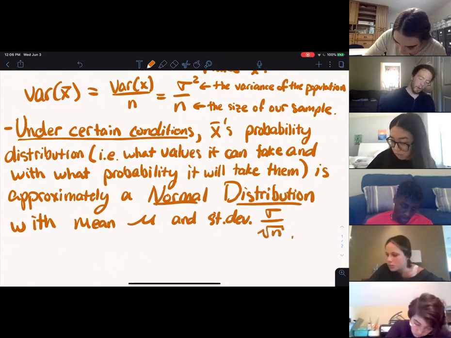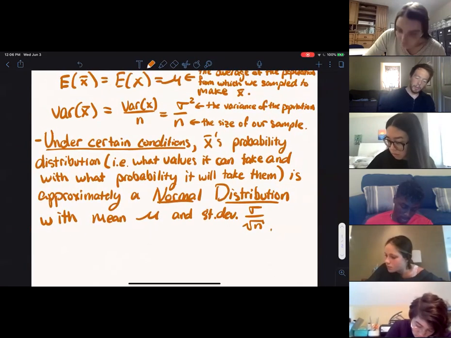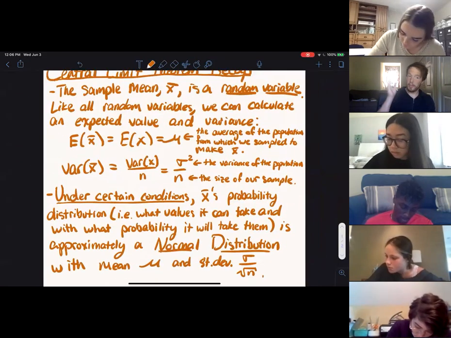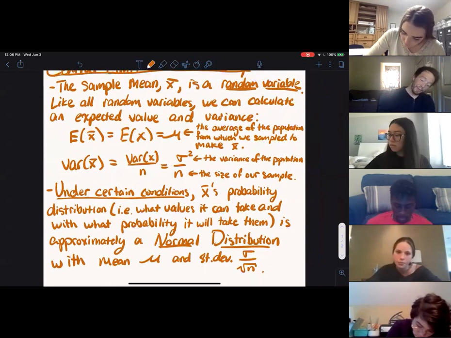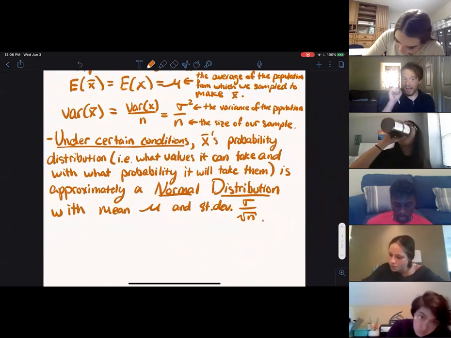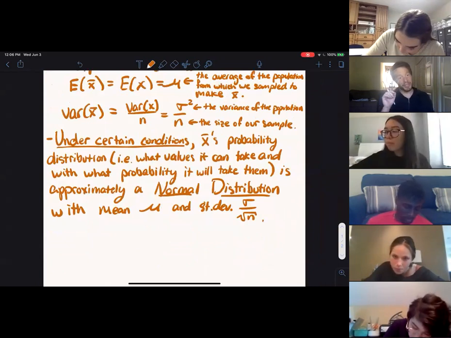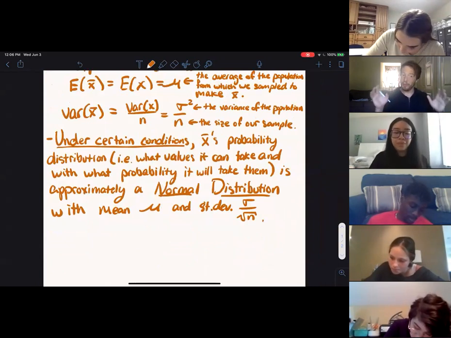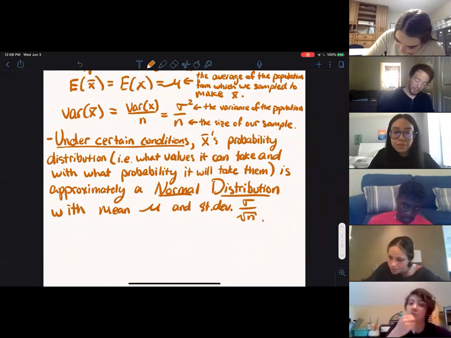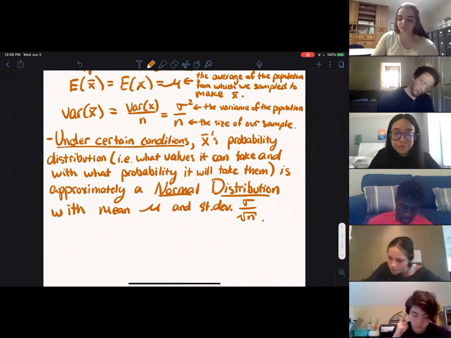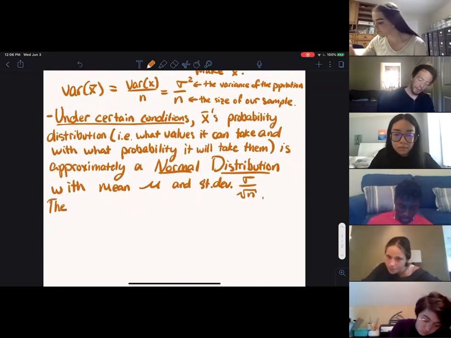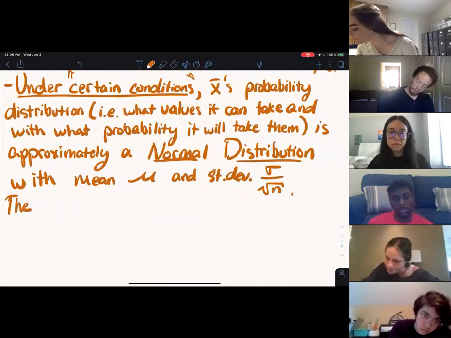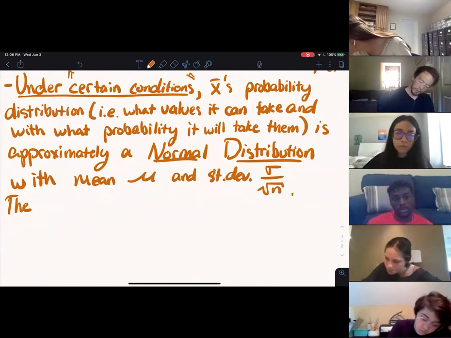So these were the two main ideas. One is that x bar is a random variable with this expected value and this variance, and further, x bar has a distribution, and under certain conditions, it's normal. So these are the two big ideas to remember from these last few lectures. The other things to remember are the conditions that we need to use the central limit theorem.